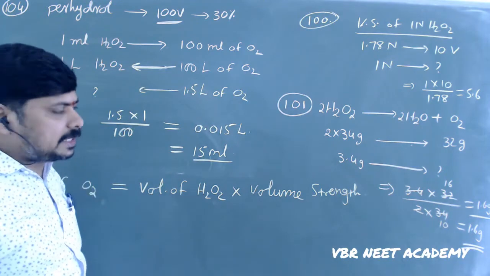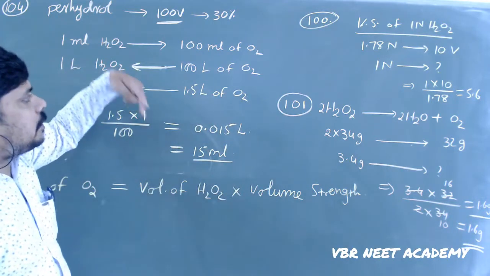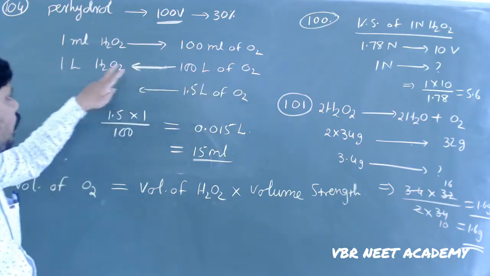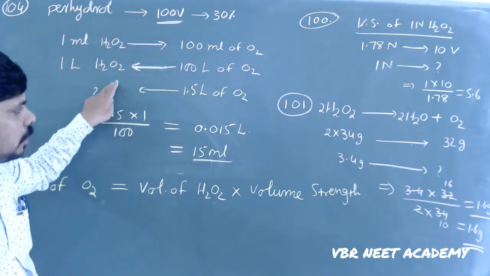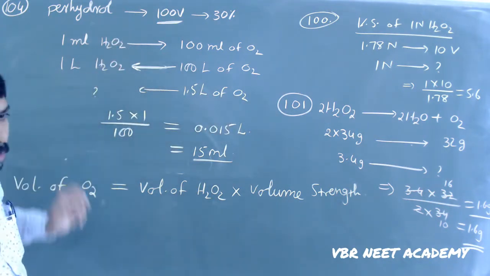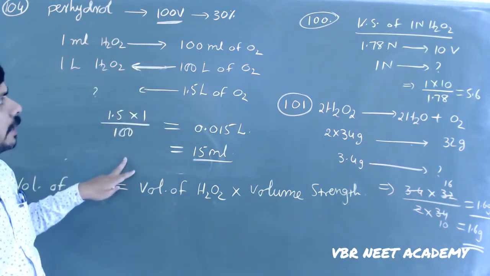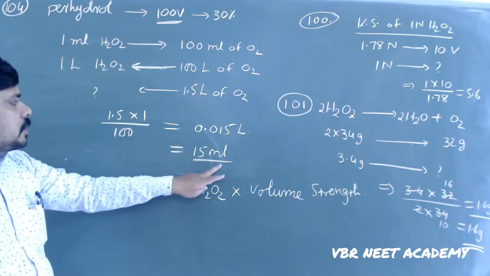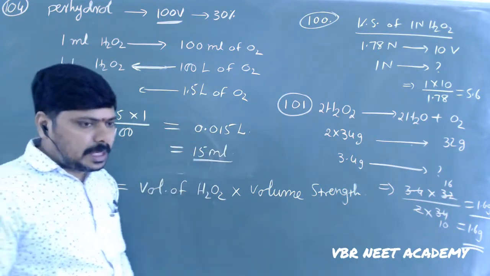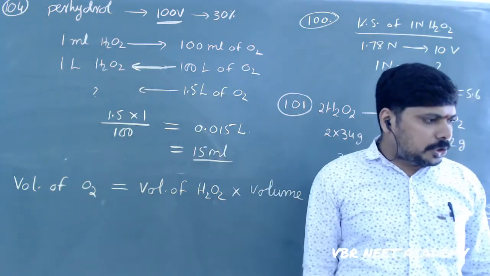But what is the question asking? 1.5 liters of oxygen is to be obtained. Then what will be the volume of H2O2 I have to take? 100 liters of oxygen is liberated by 1 liter of 100 volume H2O2. So 1.5 liters of oxygen is liberated by how much volume of 100 volume H2O2? That is the equation: 1.5 into 1 by 100, which is nothing but 0.015 liters, which is equal to 15 ml. 15 ml will be the answer. Okay, so that is the 104th question.